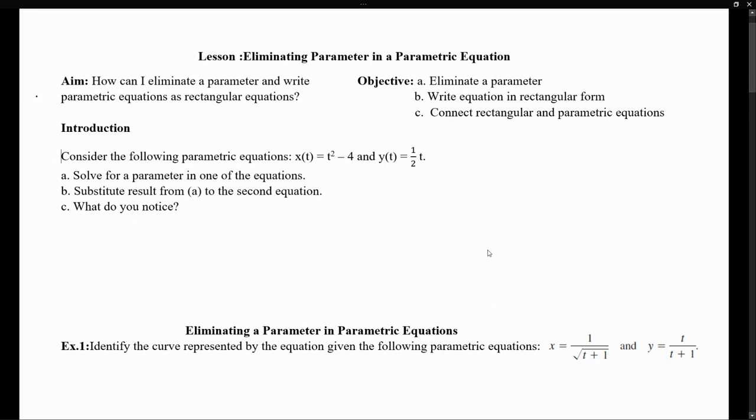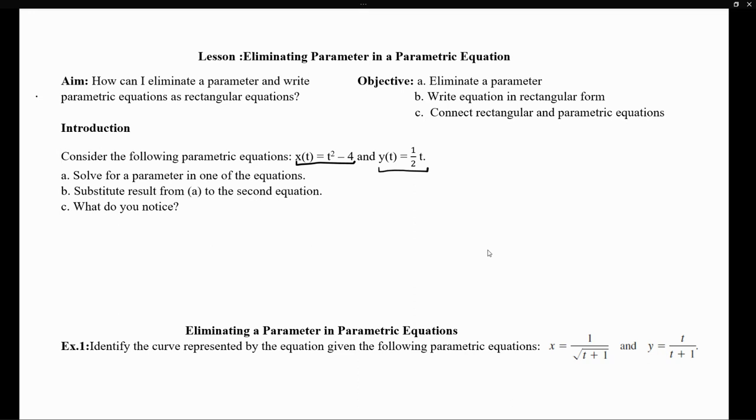In this lesson, we will talk about eliminating parameters in a parametric equation. So let's get started. What we have been discussing so far is that we have a set of parametric equations, one equation for y and one equation for x. Here x is represented by t squared minus 4 and y by 1/2 of t.